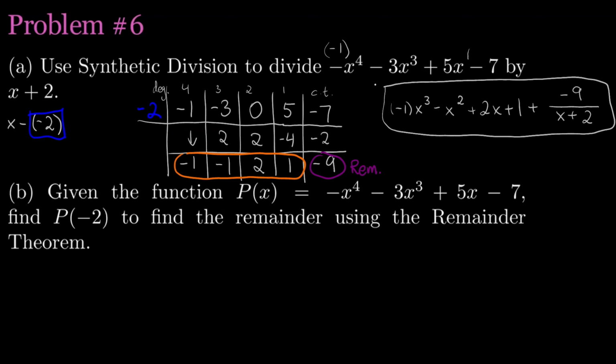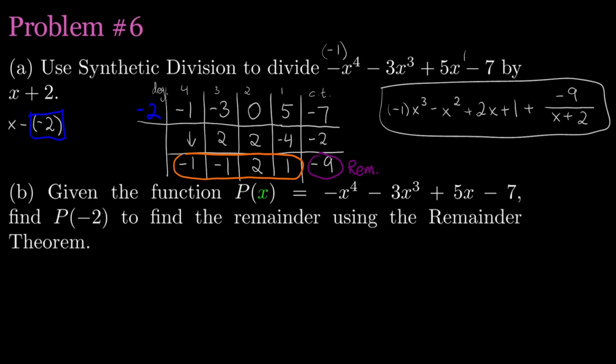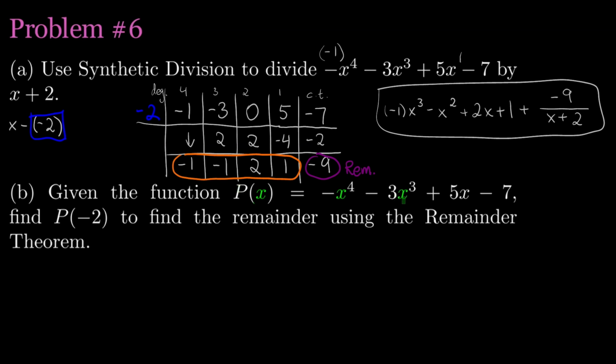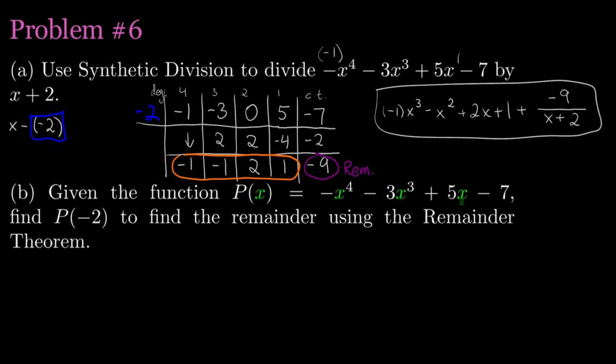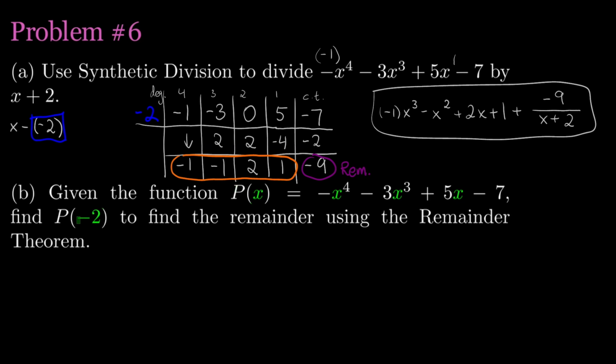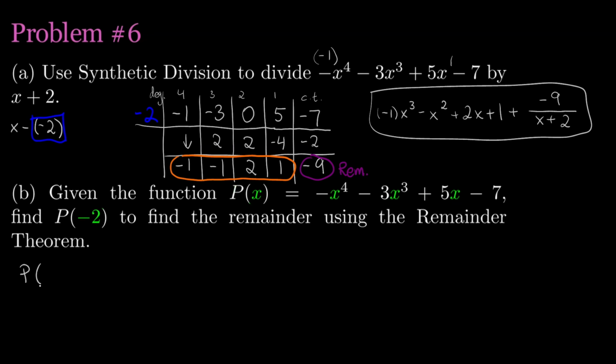And now in part B, we will treat our dividend as a function, as a polynomial function, and we will find p of negative 2 to compare with the remainder found in part A, using the remainder theorem that tells us that we should be getting the same number. So in evaluation, we just plug the number in for every instance of the variable x. So to evaluate p of negative 2, we go as follows.